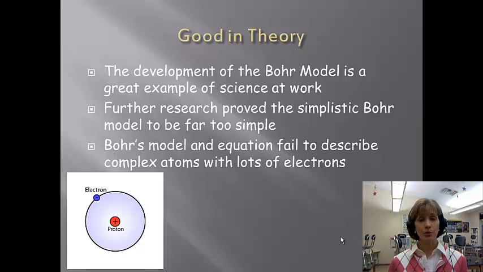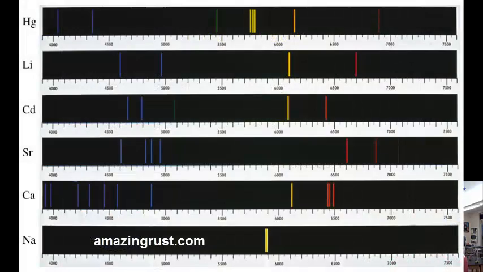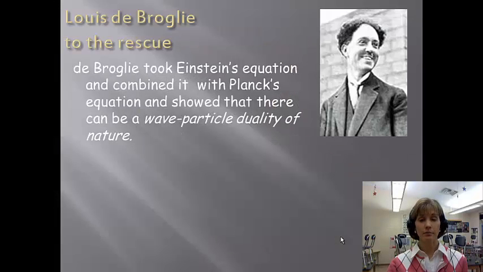So this model proved to be a little bit too simplistic, but it does do a lot to explain why we see those certain bands of color when we're looking at the spectra of various elements. So it's a good basis, a good foundation for our further study of the atom. Well, who helped fix that? Louis de Broglie. He's a French scientist.